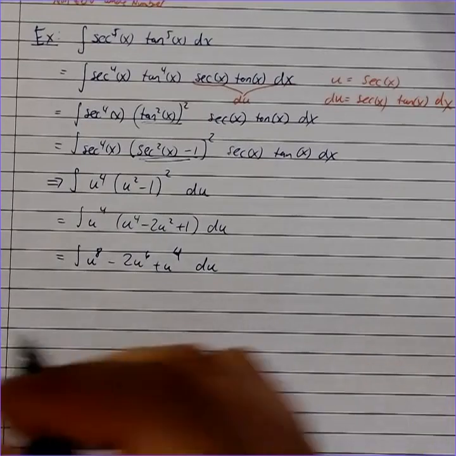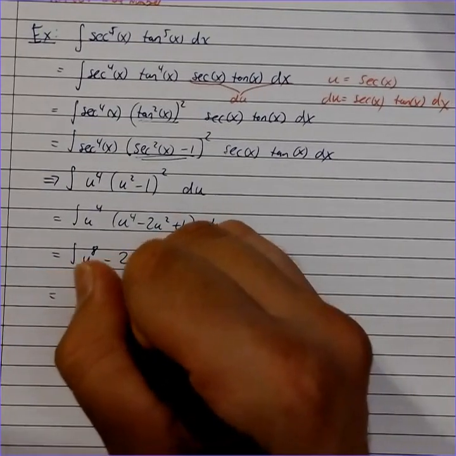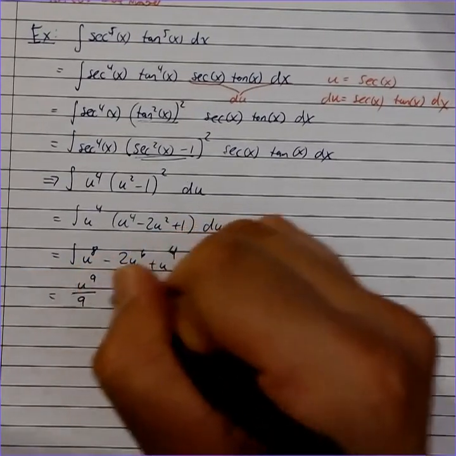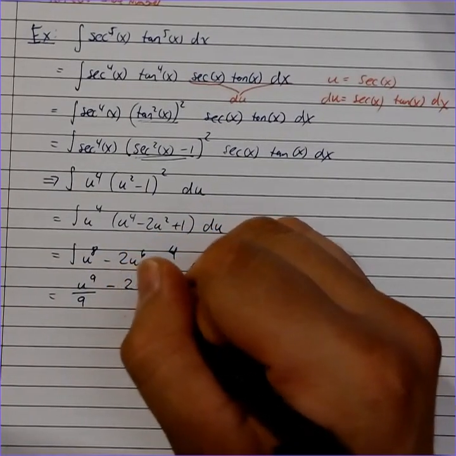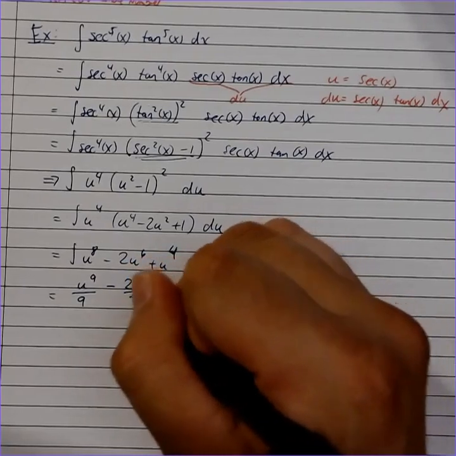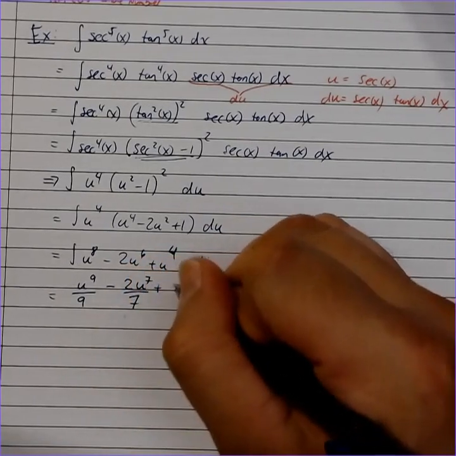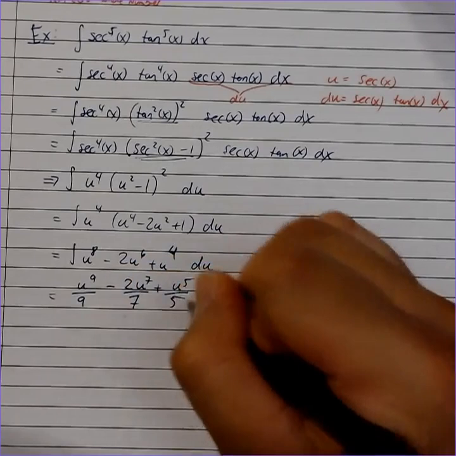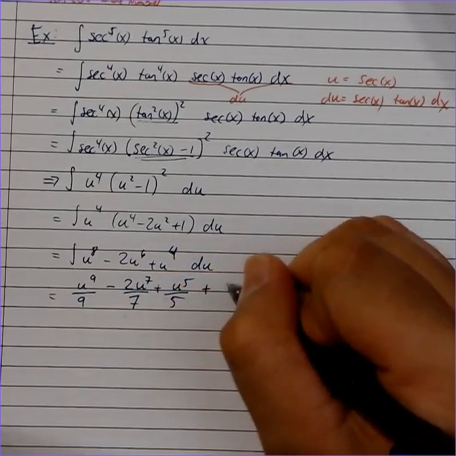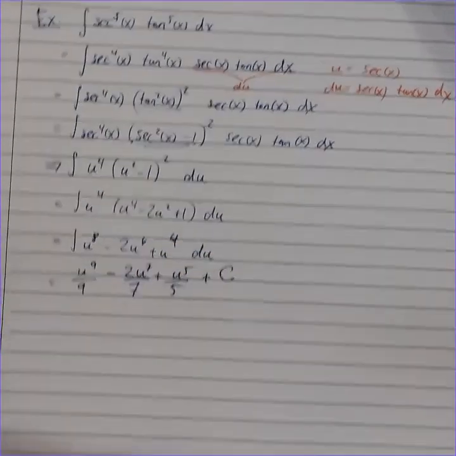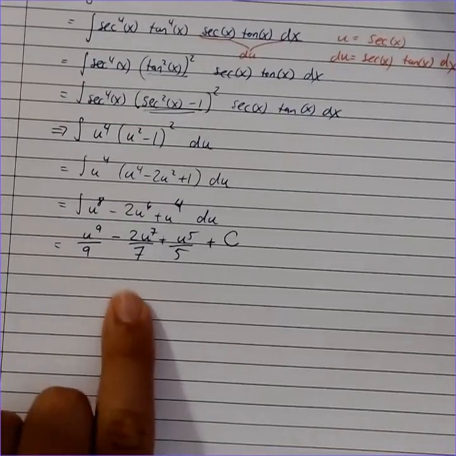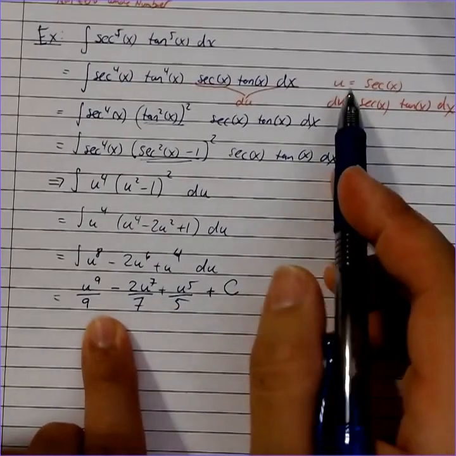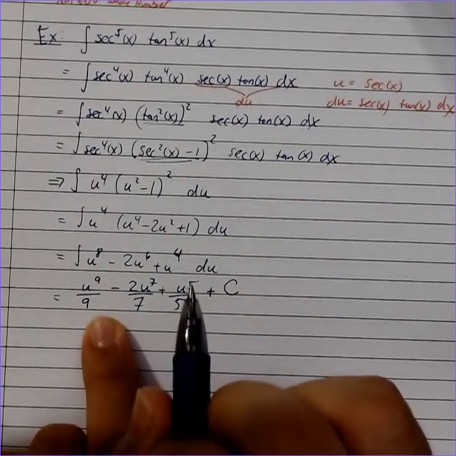You just use the power rule. This will give us u to the 9th over 9 minus 2u to the 7th over 7 plus u to the 5th over 5 plus our constant of integration to make everything look pretty. And now we back substitute. Keep in mind that u is equal to secant of x.